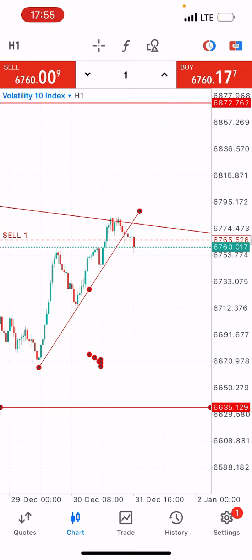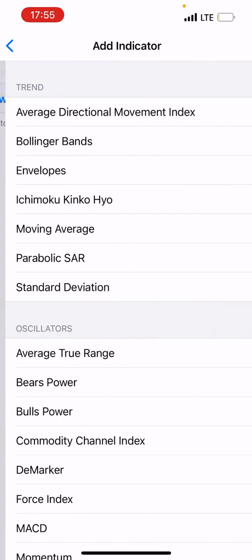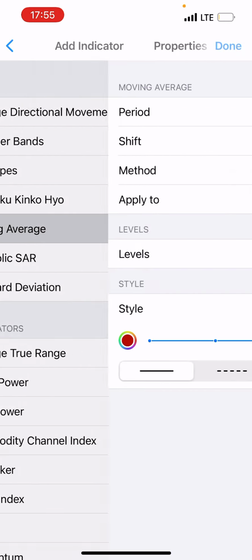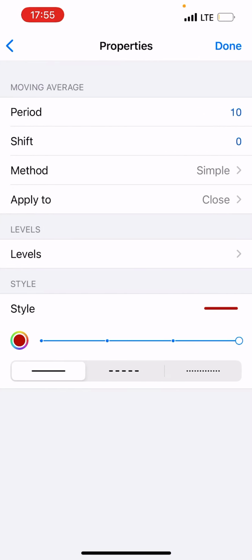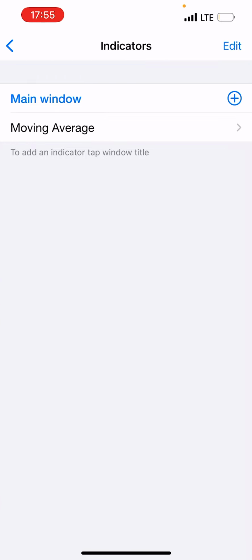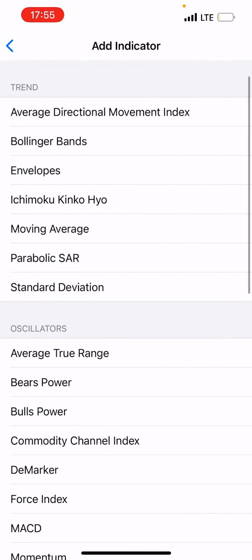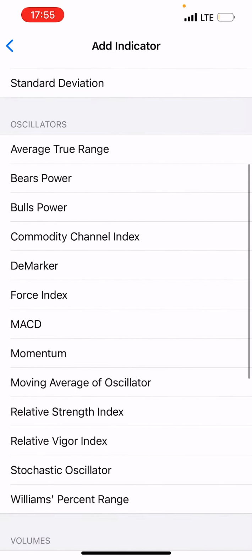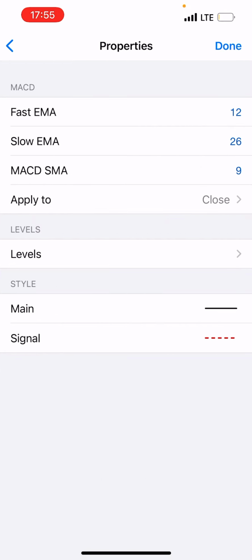However, I like to introduce my indicator strategy, which is the moving average, period 10, shift 0, method simple, apply to close. And I introduce the moving average into my chart. And also I like to introduce the MACD, just to do this for more confirmations. This is the MACD: fast EMA 12, slow EMA 26, MACD SMA 9, and then you click done.